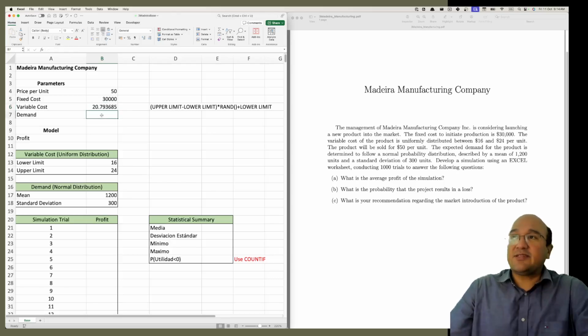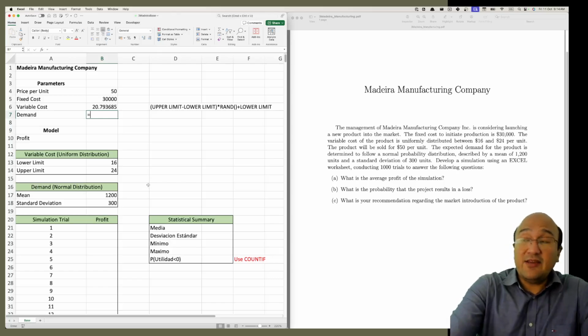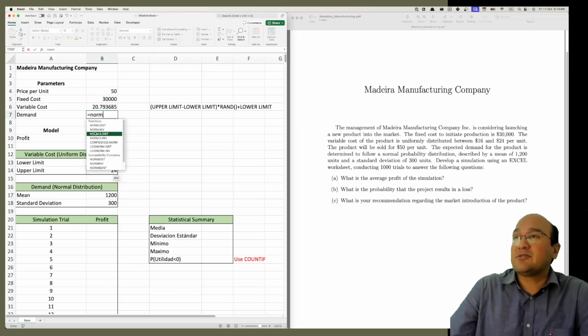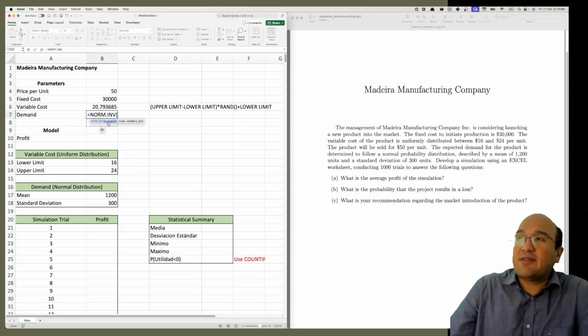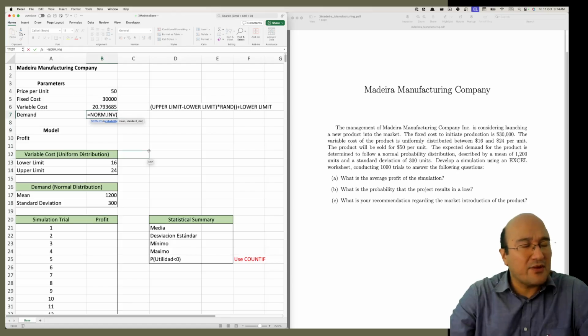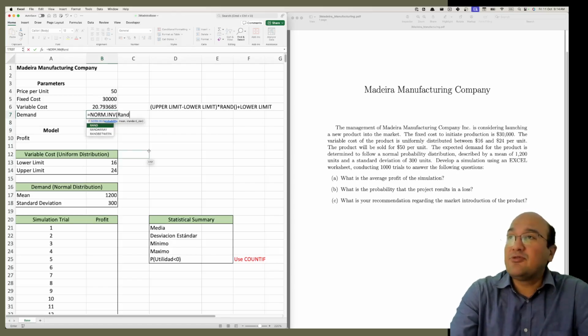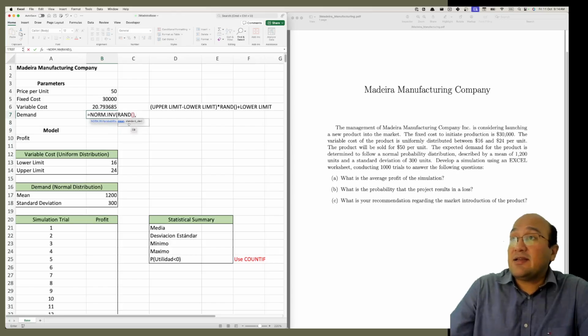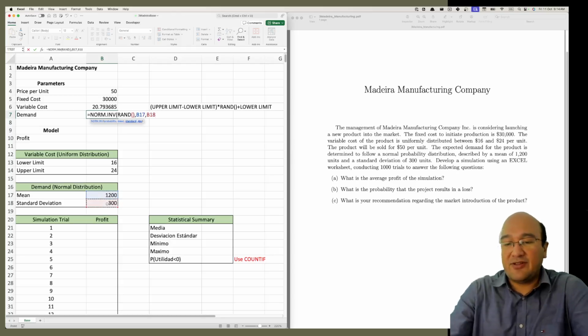Okay, let's generate the demand. The demand follows a normal distribution. In this case, since it's a different distribution we are going to generate, we have a different command to put in the Excel. In this case, it's NORM.INV, normal inverse. And you follow the help that Excel gives you. First, the probability. Probability is a number between 0 and 1. Oh, I can put random then. Random is a number between 0 and 1. Then is the mean of the distribution, 1,200. Then the standard deviation, 300, and you close.